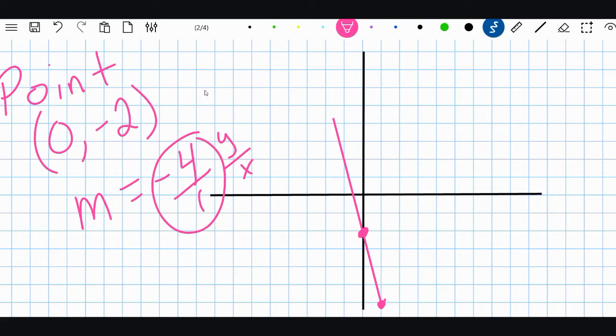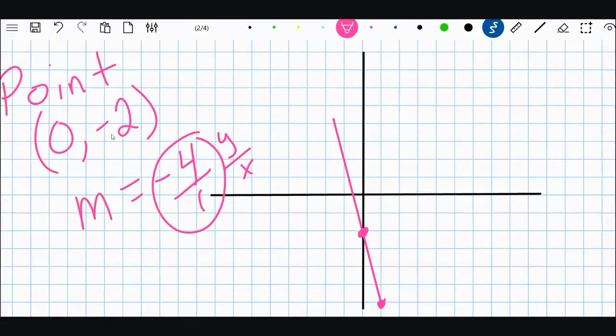Now, what would we do if that was positive slope? We would go up 4 instead of going down 4. Then the next thing down here we're going to talk about is the different forms of a line. And this is found, I think you're really going to like this, on page 162. They've got a really nice table there for you to look at.